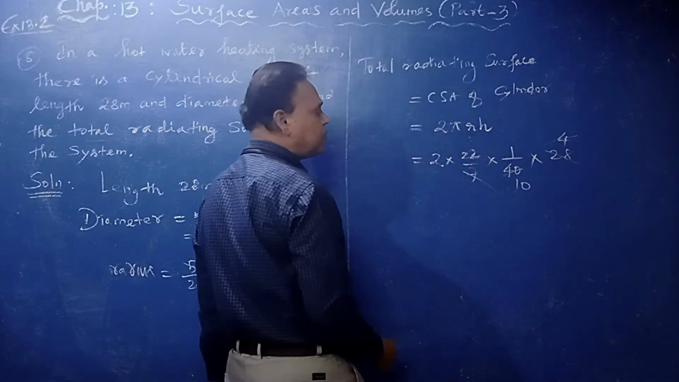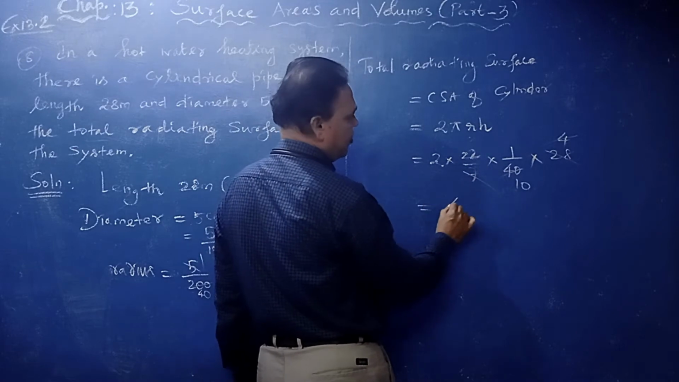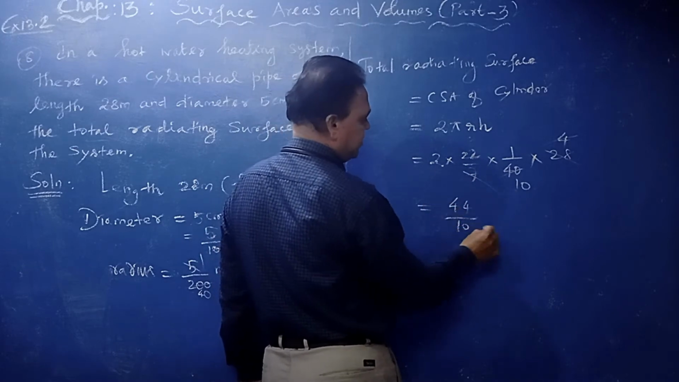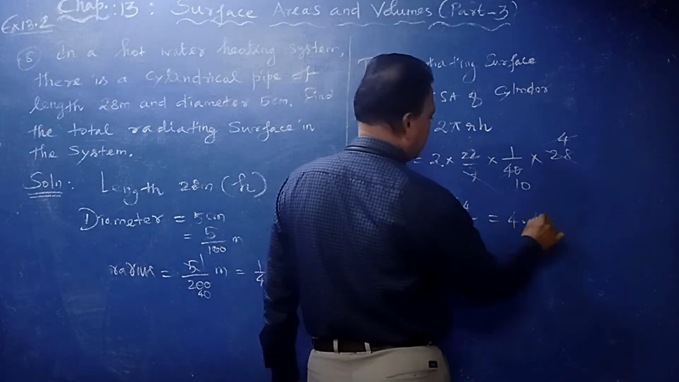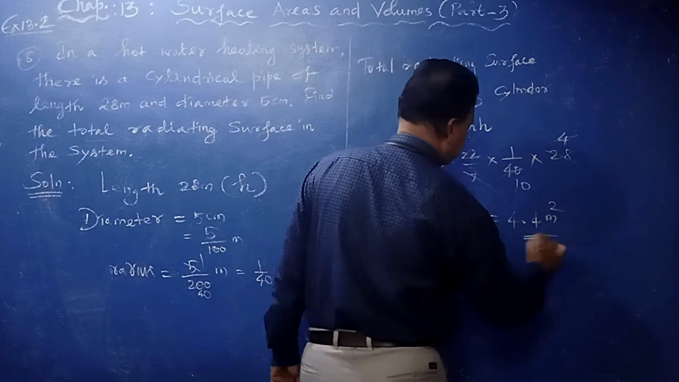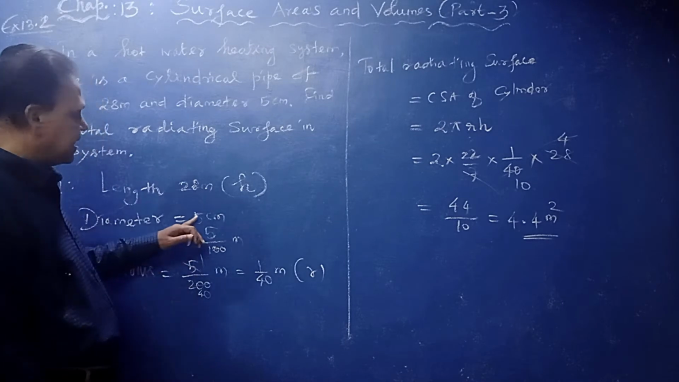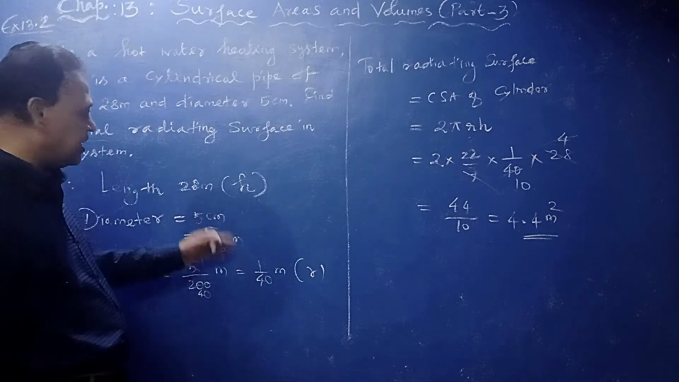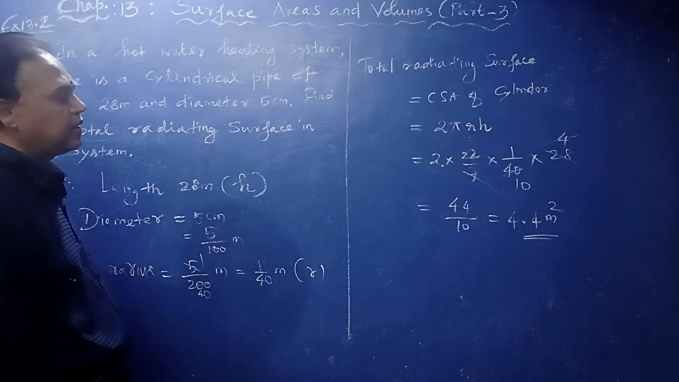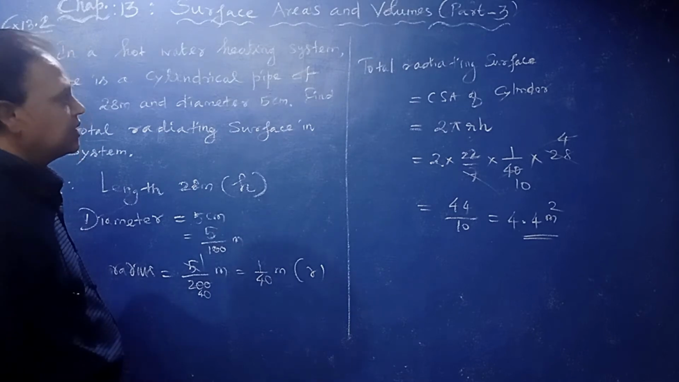Now multiply: 44 by 10 is very simple. That is 4.4 meter square. Because everything you have to make in the same unit, the centimeter you have to change to meter, then apply the formula. Then only we get the correct answer.